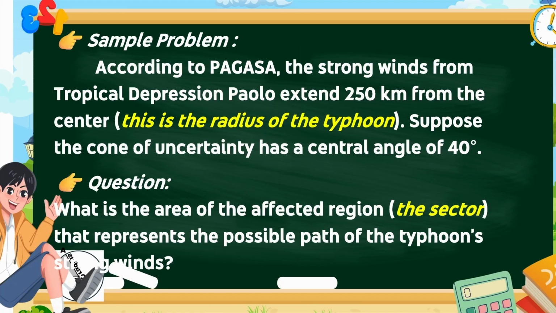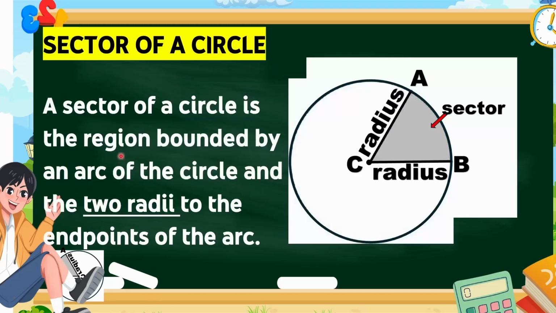And this is an example of a real-life problem. We will solve this after learning how to find the area of a sector. Sector of a circle. A sector of a circle is the region bounded by an arc of the circle and the two radii to the endpoints of the arc. In short, a sector is the portion or part of a circle between two radii and the arc.